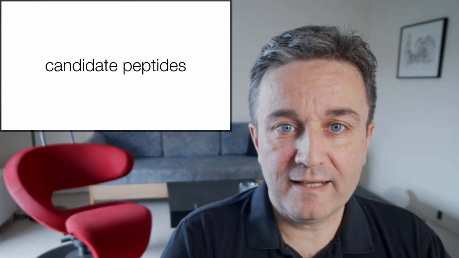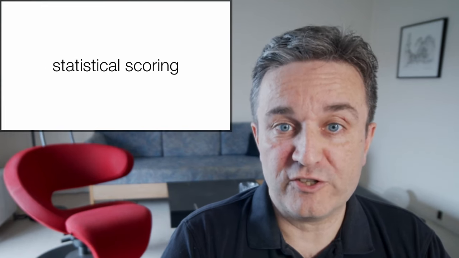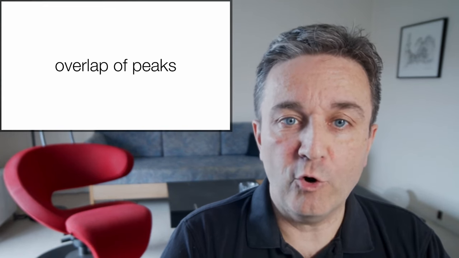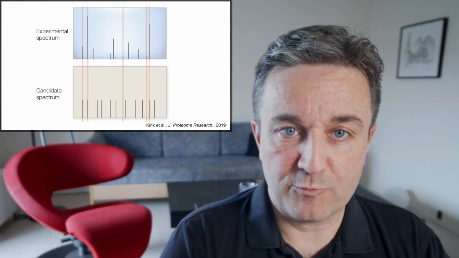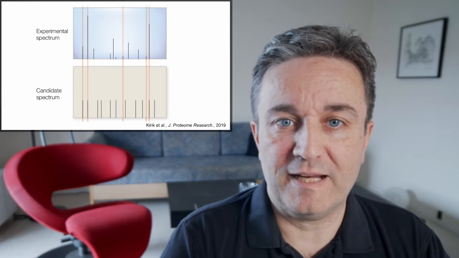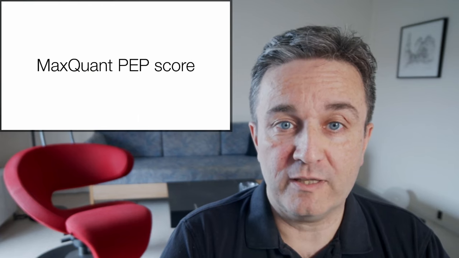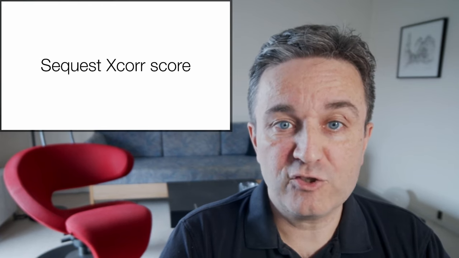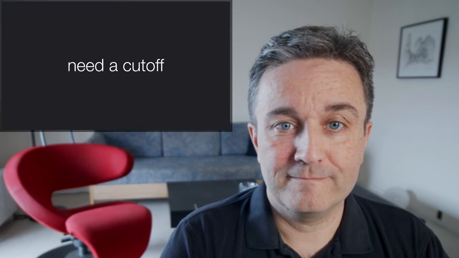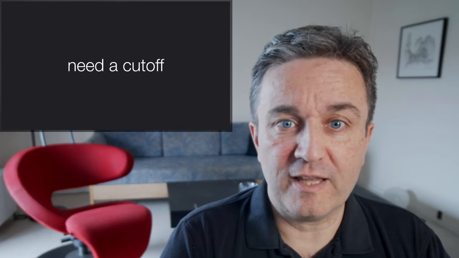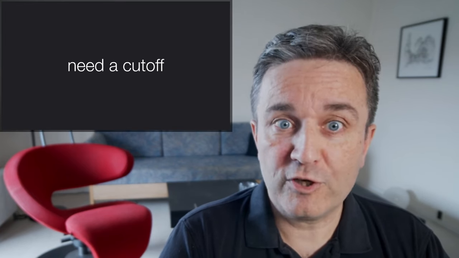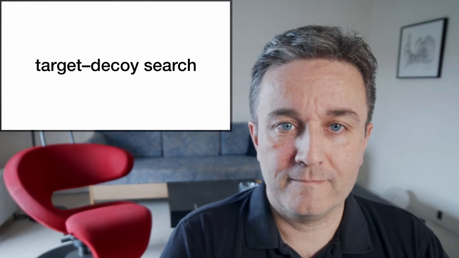This gives us a set of candidate peptides that we can score in a statistical fashion by looking at the overlaps of peaks between the experimental spectrum and the candidate spectrum. There's a number of different scoring schemes for this. Some popular ones are the MaxQuant PEP score and the Sequest XCorr score. The problem with either score is that you need a cutoff. How good a score is good enough?